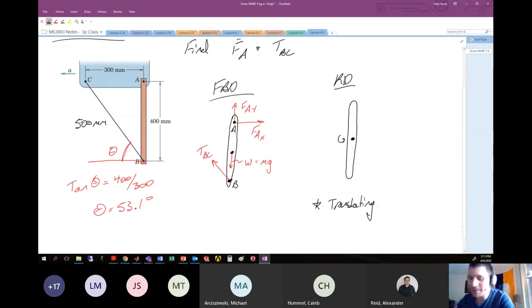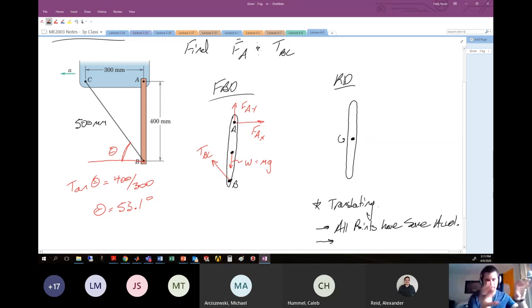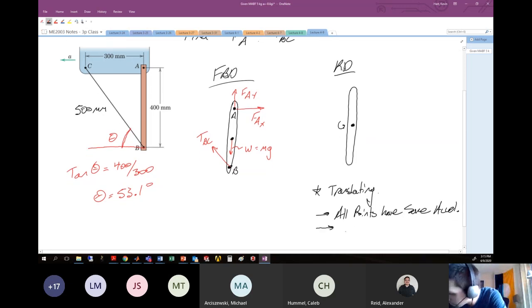All right. So if it's translating, all points on that body have the same acceleration. And also, if it's just translating, then there will be no angular acceleration. So no angular acceleration, meaning that alpha is equal to 0. Or alpha, as they call it, equal to 0. Okay.